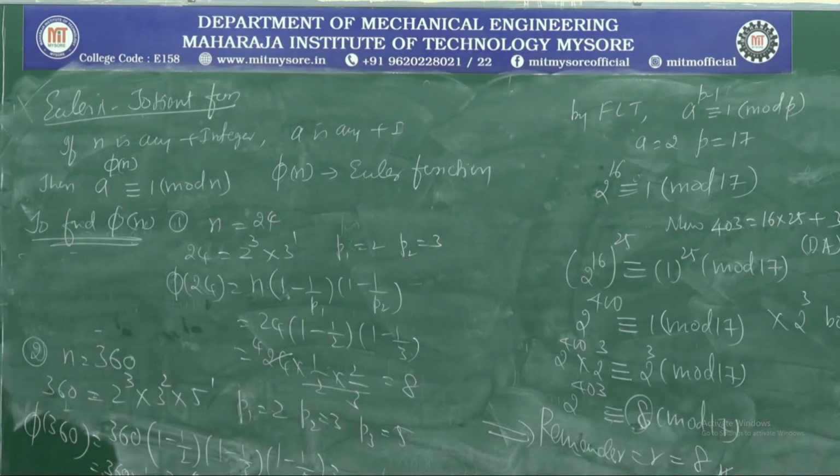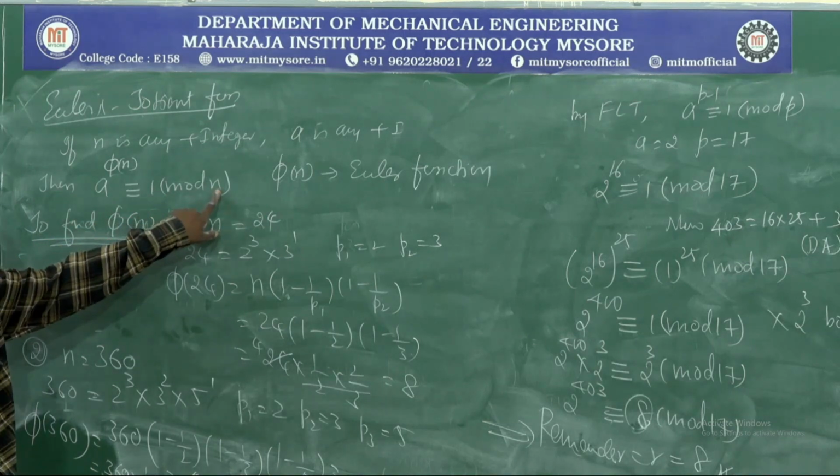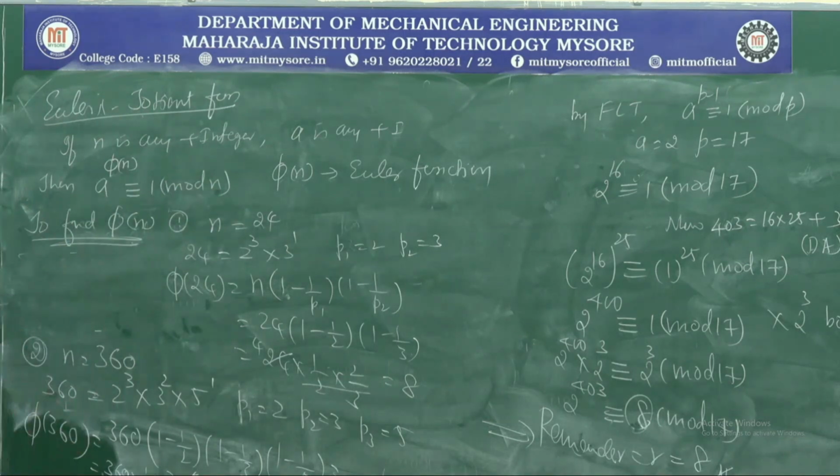Once you can generate this, see what is the disadvantage of Fermat's little theorem? Fermat's little theorem you cannot apply when the divisor, that is the modulus, is not a prime. What is an advantage of Euler's totient function? For any n I can find it, not necessarily a prime, it can be anything. I will show you one problem.